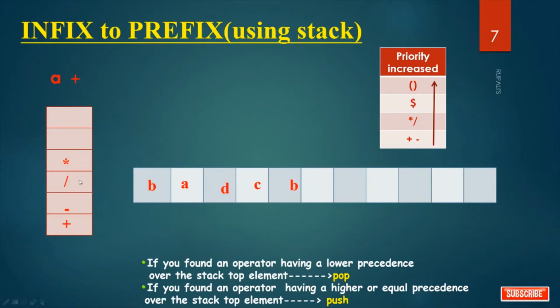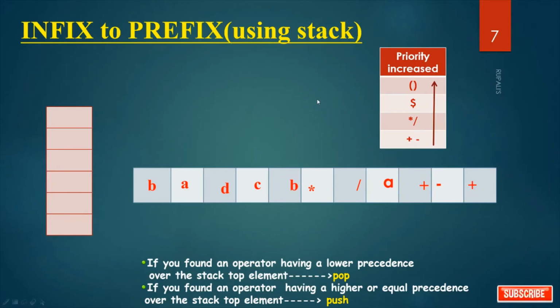Then comes plus with minus. They have equal priority. So push plus here and pop into and by both. After that, A is an operand, write A here. Now your task is to pop all the remaining elements from the stack. So just pop, then minus, and then plus.